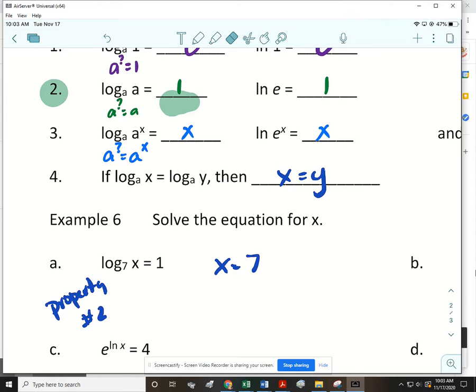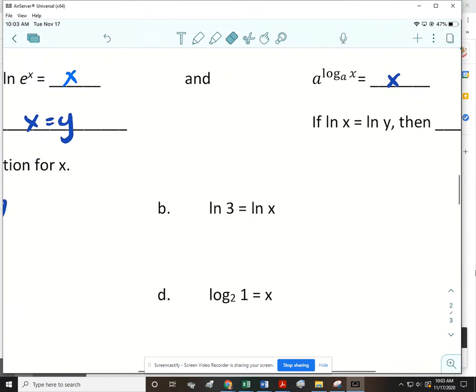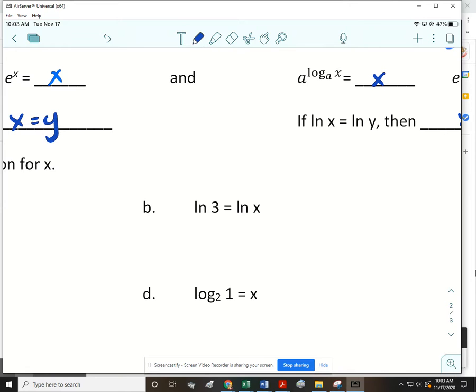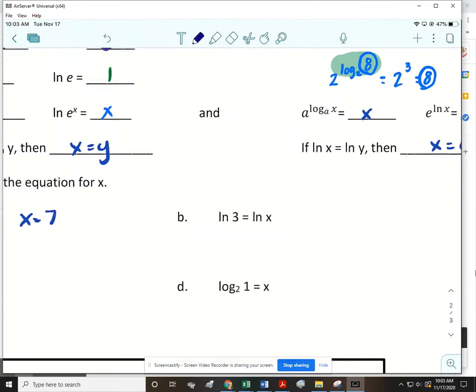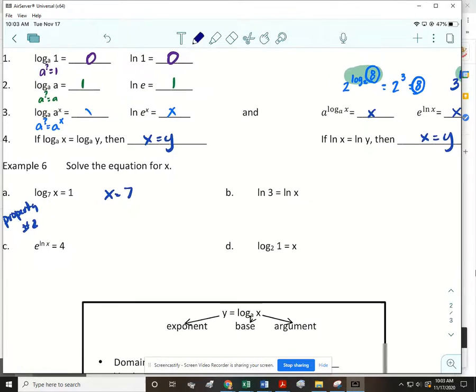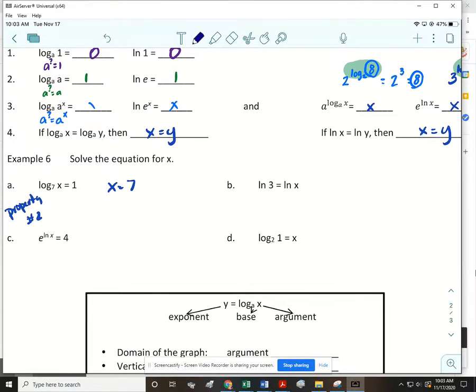All right, let me just erase that real quick. All right, let's look at b. The natural log of 3 equals the natural log of x. So if we're looking at all the properties, trying to decide which one that is, to me that looks like property number 4. All right, so that would mean that 3 would have to equal x, or x would have to equal 3.